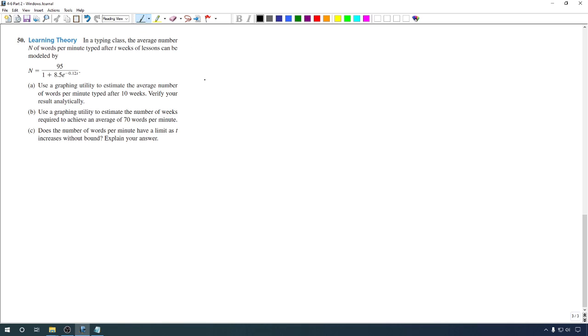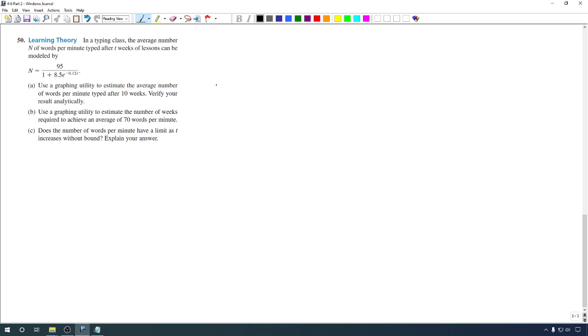We're going to apply the logistics model to this situation about number of words per minute that you can type. We have a typing class, and the average number of words per minute typed after t weeks of lessons can be modeled by this logistics equation. Not worrying about the differential equation here, just the formula.